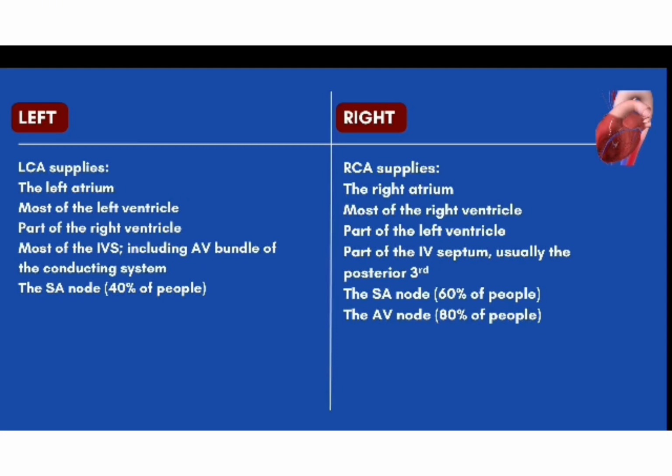While on the right side, the RCA supplies the right atrium. It supplies most of the right ventricle, part of the left ventricle, and the IV septum, usually the posterior third.